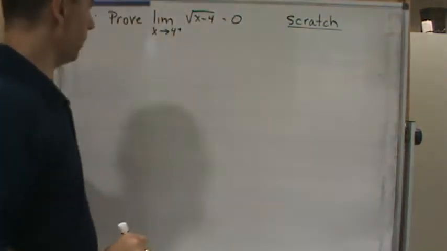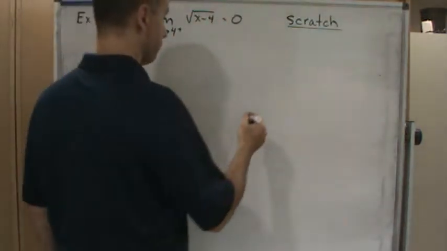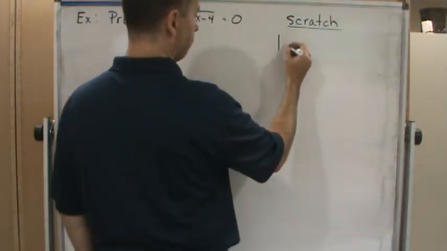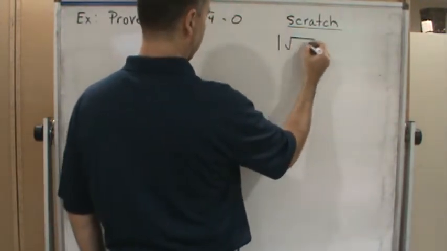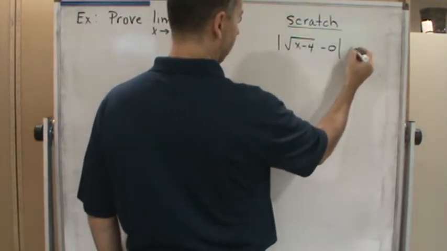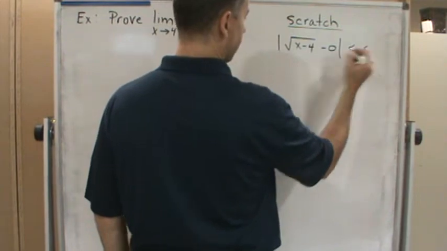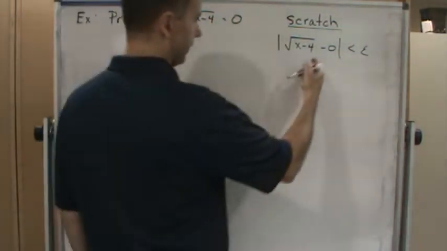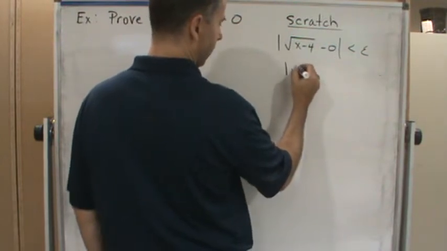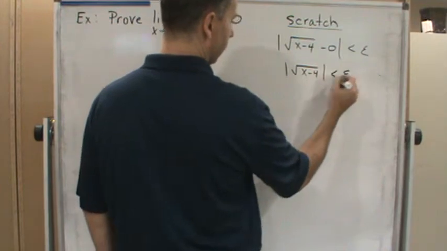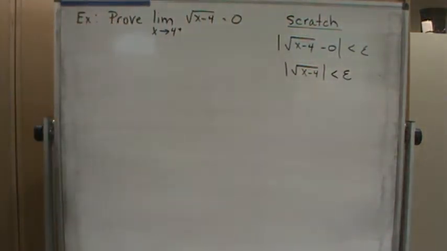Okay, so now I'm going to start with the absolute value of the square root of x minus 4 minus 0 is less than epsilon, right? So obviously it's just 0, so I can just write the absolute value of square root of x minus 4 is less than epsilon. And now what I can do is I can square both sides.